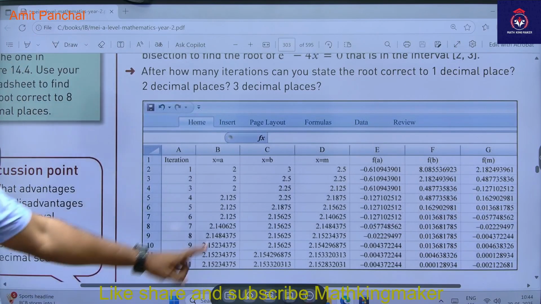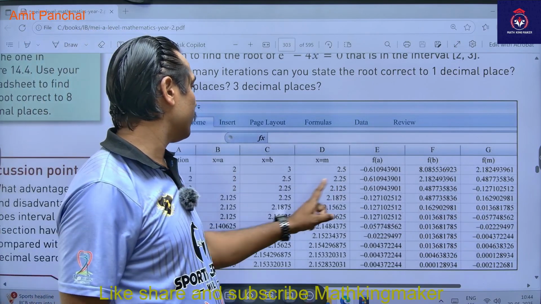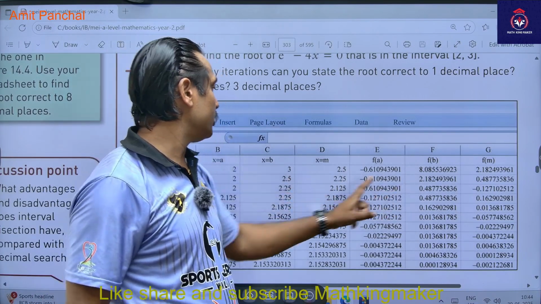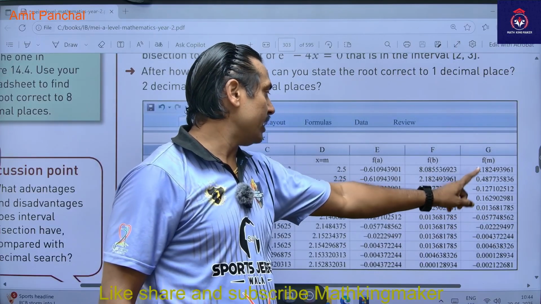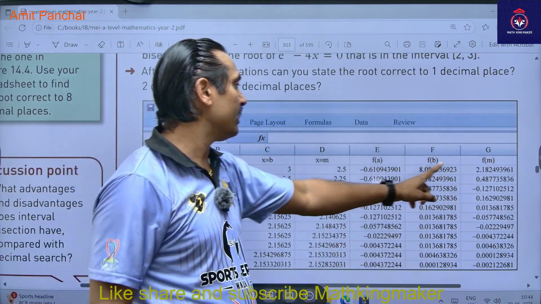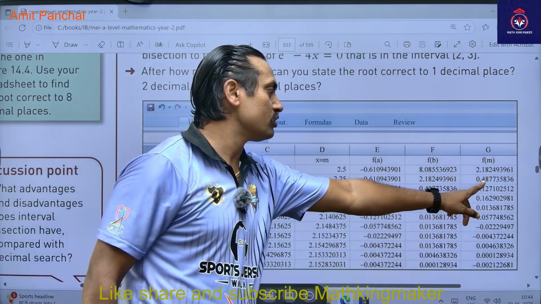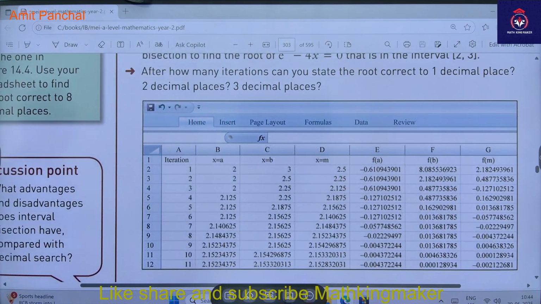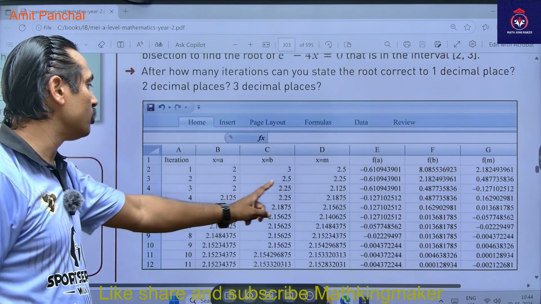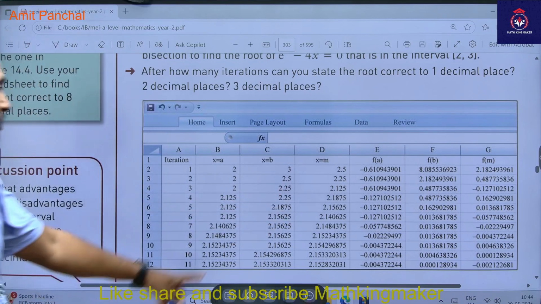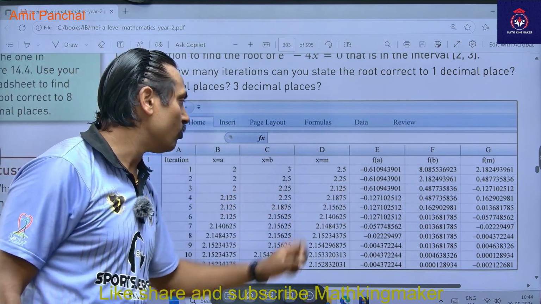So you will check: at 2 it was negative, at 2.5 it was positive, at 2.25 it was positive. So that means your root is lying between A and the midpoint, because you are getting closer. It is 0.48. So in the third iteration, you will consider only 2 and 2.25. Now the midpoint of 2 and 2.25 is 2.125.